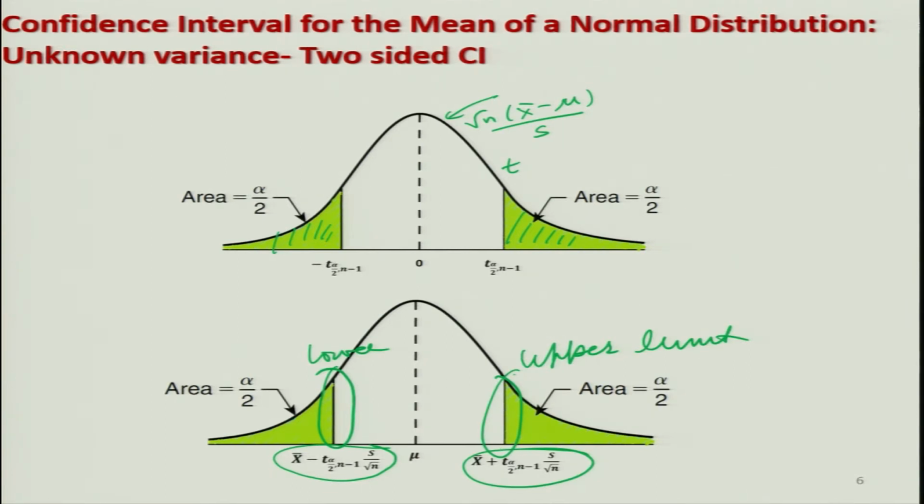So, this is how this two-sided confidence interval will look. Two-sided means that the confidence limits are on both sides, and the middle part, this area, is 1 minus alpha, right.